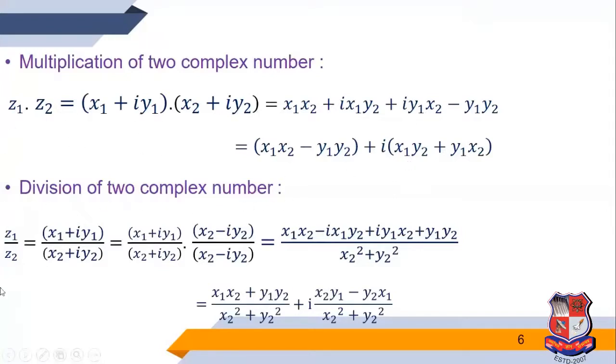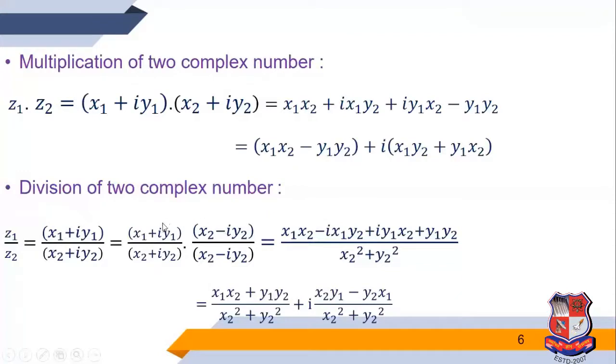Now division of two complex numbers, that means z1 divided by z2. So this is equal to (x1 + iy1) upon (x2 + iy2). Now we convert this complex number into the form real part plus i into imaginary part. So obviously the denominator is x2 plus iy2. We multiply with the conjugate. So we multiply by x2 minus iy2 and we divide by x2 minus iy2.